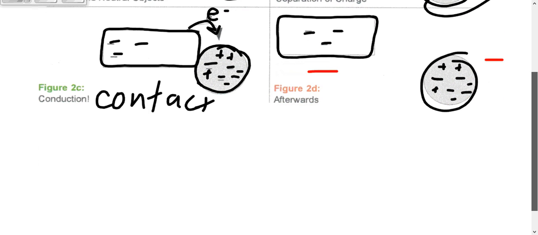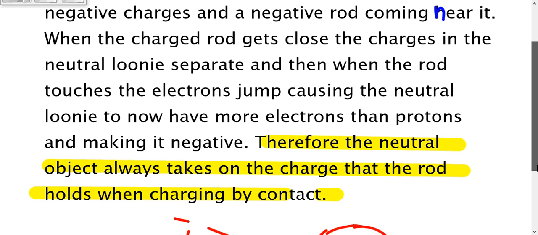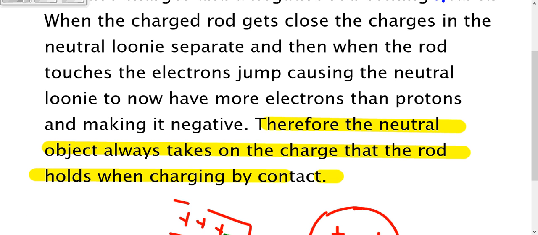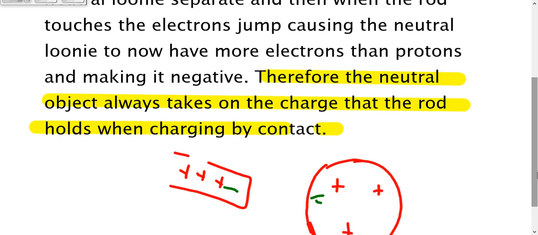I'm going to read through the explanation at the bottom of your page in your book. In the diagram, there's a neutral loonie that has equal amounts of positive and negative charges, and I wrote those on for you, and a negative rod coming near it. I think there's a typo there, so make sure you change that to near. When the charged rod gets close, the charges in the neutral loonie separate. The electrons, those negative charges, are repelled away from that negative rod. When the rod touches, the electrons jump from the negative rod onto that neutral object, causing the neutral loonie to have more electrons than protons and making it negative. Here's a really important thing, and you might want to highlight it on the bottom of page 14 in your book.